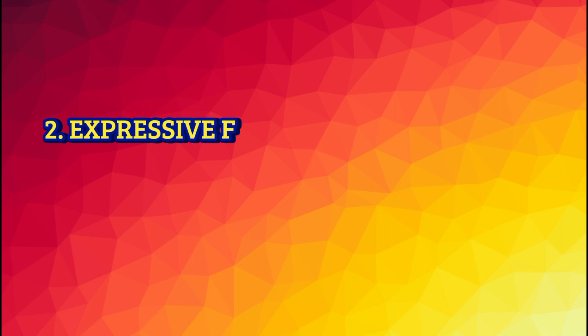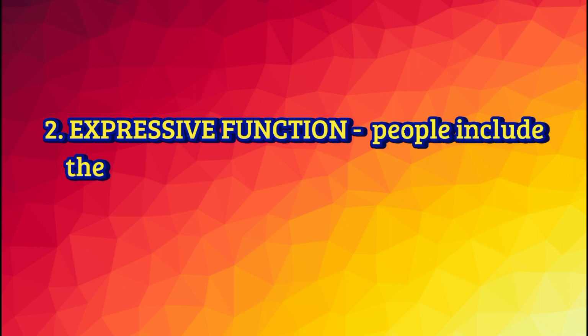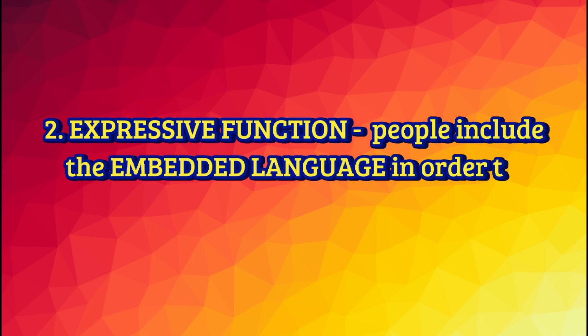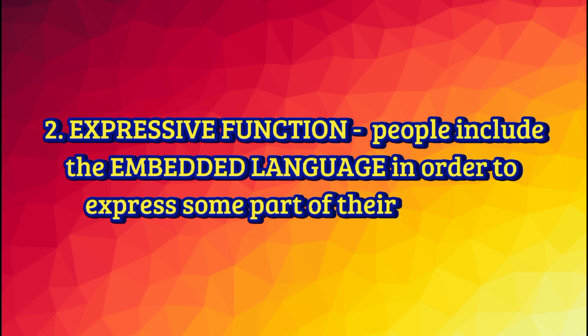Number 2. Expressive function. People include the embedded language in order to express some part of their identity. For instance, they want to show their connection to a certain country or culture, and in some cases it might be an expression of status through association with a prestigious group of people.